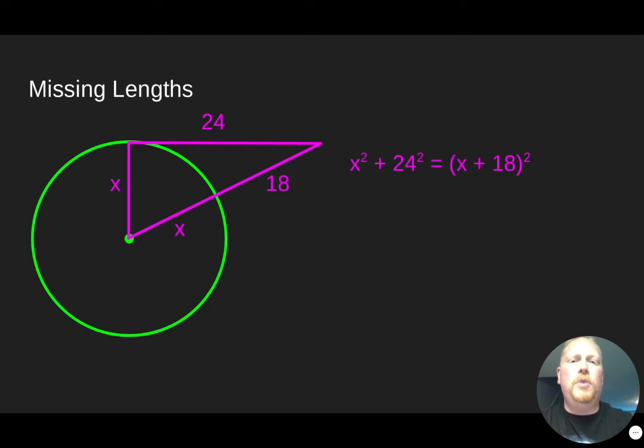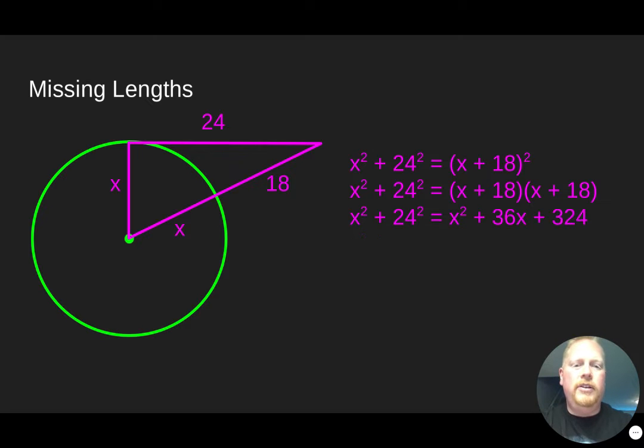x squared plus 24 squared equals (x plus 18) squared. Now, quick reminder, you don't just square the x and square the 18. When you square x plus 18, you have to write it out side by side and then FOIL it together. So x times x, x times 18, 18 times x, and 18 times 18. And you end up getting x squared plus 36x plus 324.